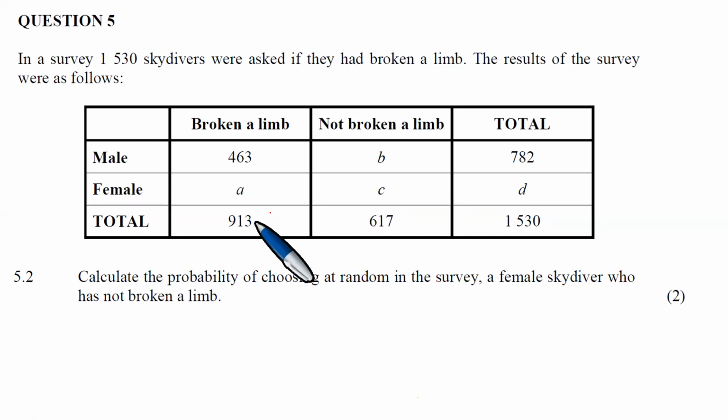Let's first start with A. A here is a number which you can add to 463 to get 913, and we saw that A is 450, because 450 plus 463 is 913. B is 319, and we found C to be 298 from the previous question. I'm just writing those down and filling the table up. D is 748.